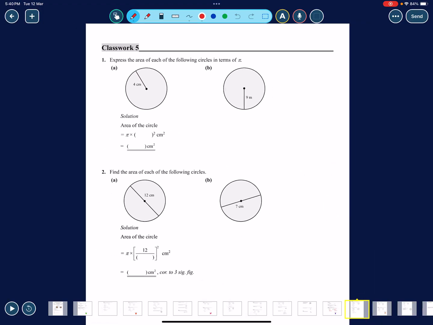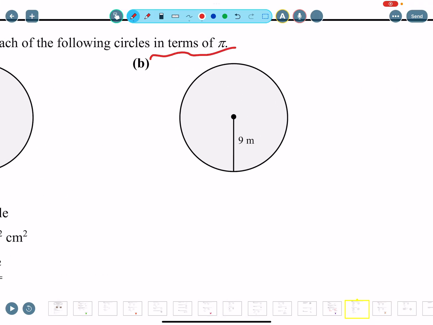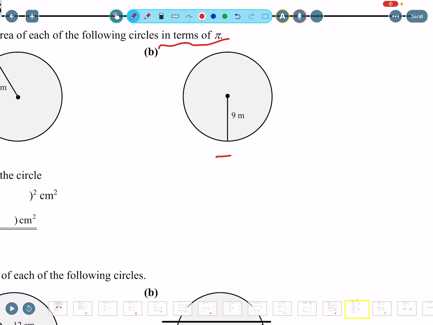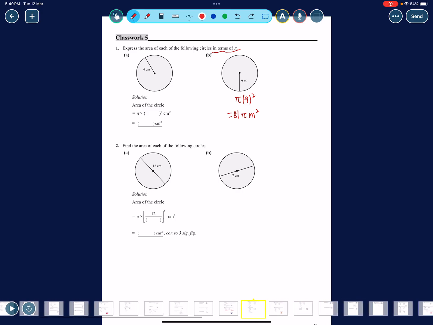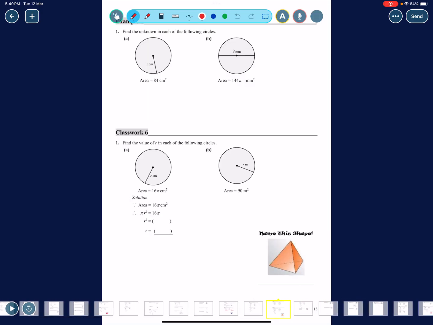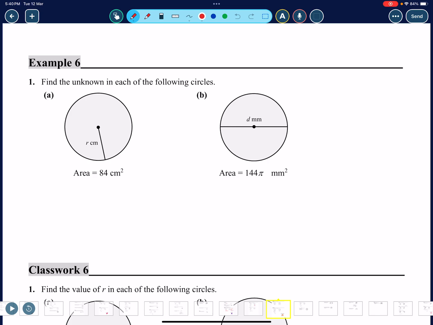Moving on. Again, if this is in terms of pi, your answer should be in terms of pi. So let's try that. Pi times 9 squared equals 81 pi meters squared. You don't calculate pi in your calculator. You leave it behind, so you don't end up with a decimal, and it looks better for an answer.